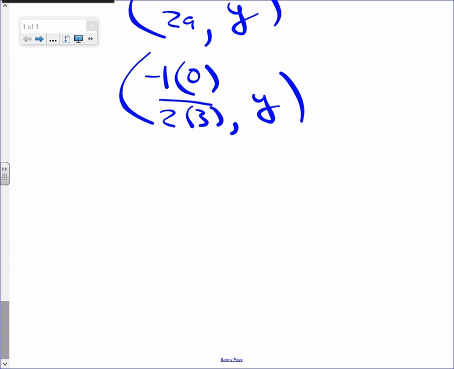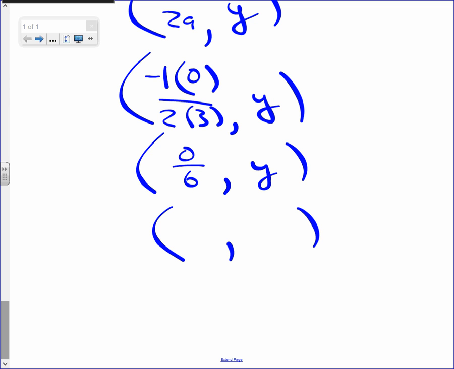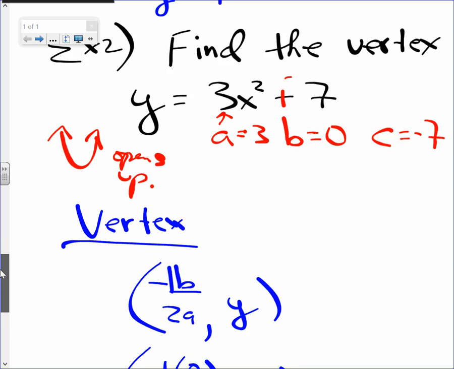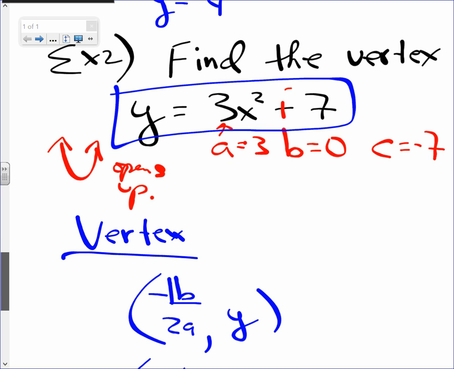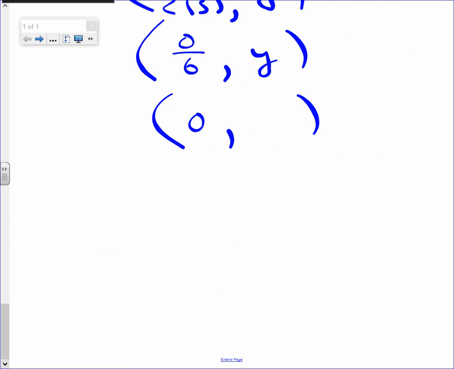Again, we're just focusing on the x coordinate right now. So negative 1 times 0 is 0 on the numerator, over 6. What's 0 divided by any number in the universe? 0. Oh, that was easy. So the x coordinate of the vertex is 0. Let's figure out the y coordinate now. What is y? Well, let's look at the equation. y is 3x squared plus negative 7. Wherever I see x now, replace it with 0.